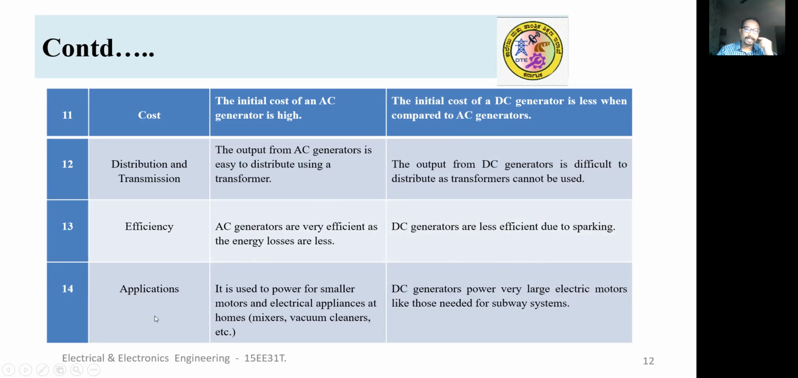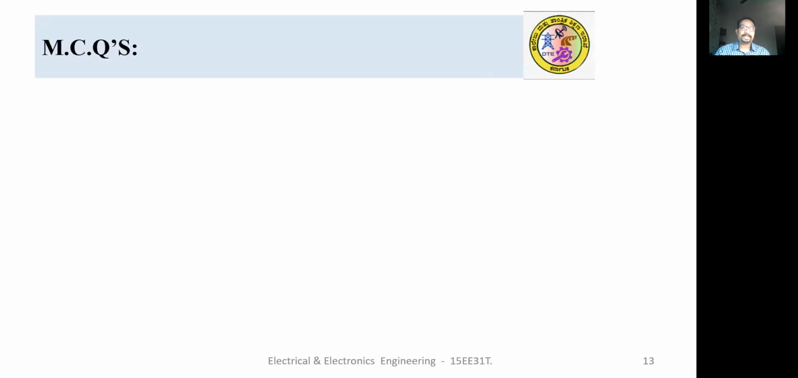Next, regarding the application, as we all know, we are much depending on the AC system. Hence, obviously, the application of the alternator is much more than that of the DC generator. So these are some of the important differences between DC and AC generators.